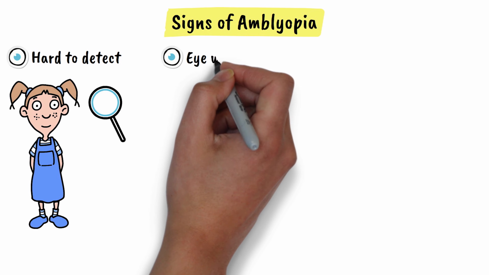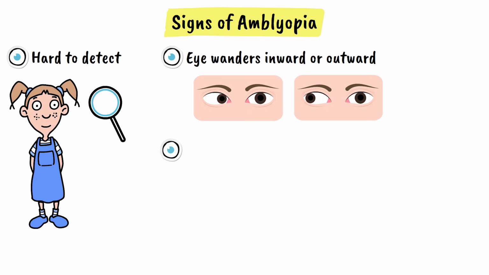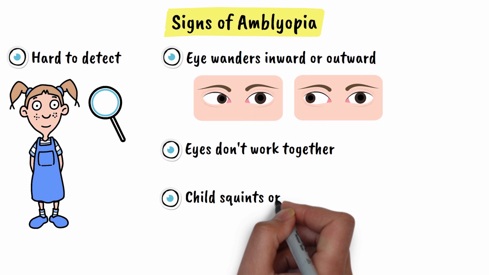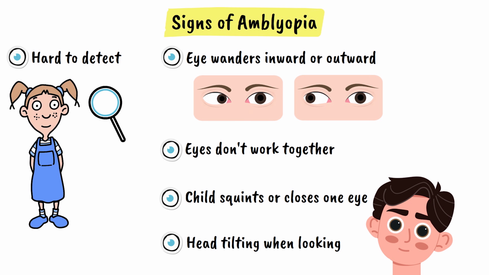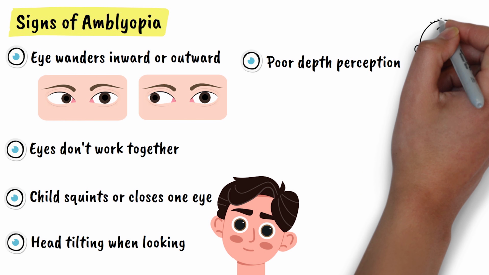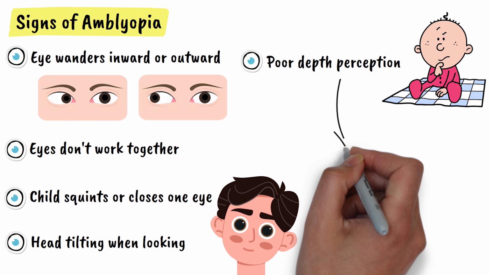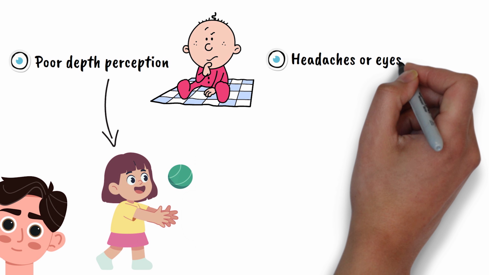One common sign is when a child's eye wanders inward or outward. You might also notice eyes that don't work together as a team. Your child may squint or shut one eye to see better. Head tilting is another clue, where the child tilts their head when looking at objects. Poor depth perception is common too, meaning difficulty judging how near or far something is. This can lead to clumsiness or trouble catching a ball. Some children experience headaches or eye strain.